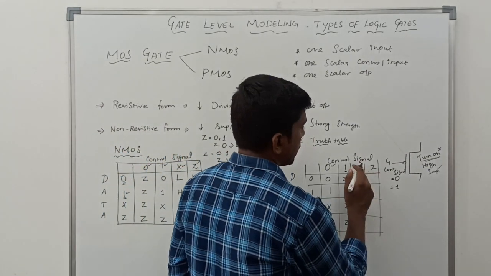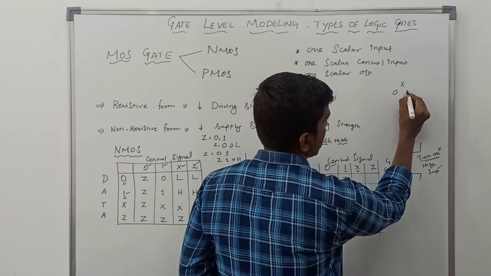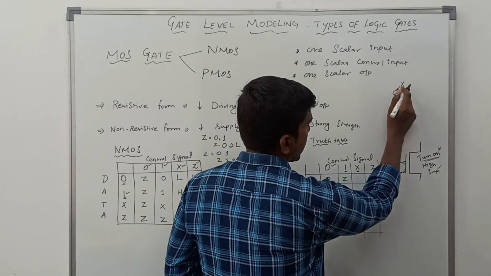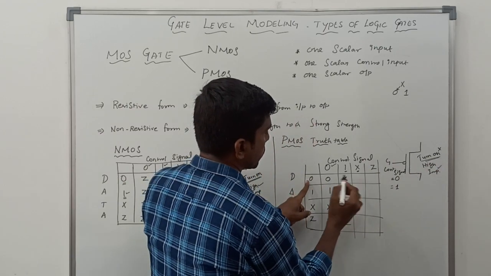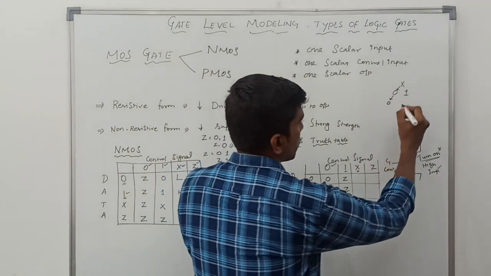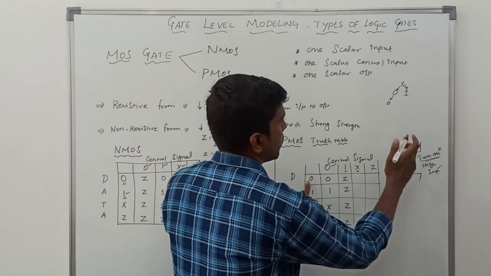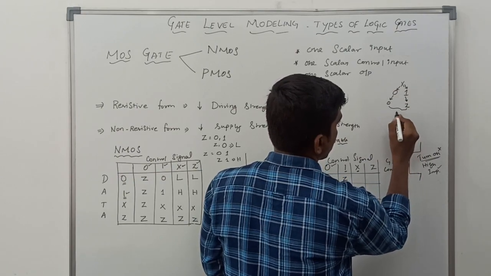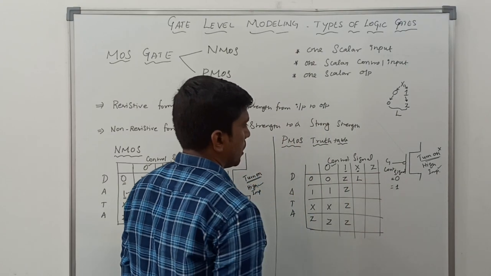The next case, X. X is the unknown value, representing either 0 or 1. If the X value is 0, the transistor is turned on and the input value is reflected to the output, so input value 0 is reflected as 0 on the output side. Suppose the X value is 1, the transistor goes to high impedance, which represents Z. So these combinations of output represent L.